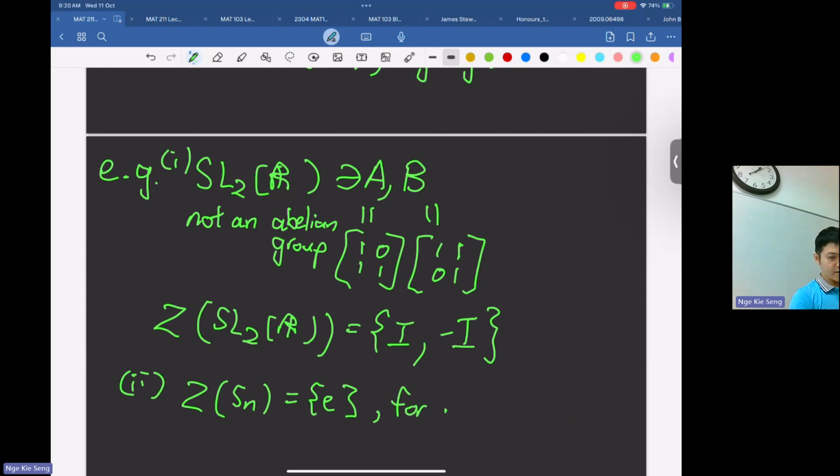For n greater or equal to 3. Why do I fix n greater or equal to 3? In S2, what happened? There is the identity and the transposition (1 2). So everything commutes with each other there. But when n is greater or equal to 3, you start to get a non-abelian group, and the center is just the identity.